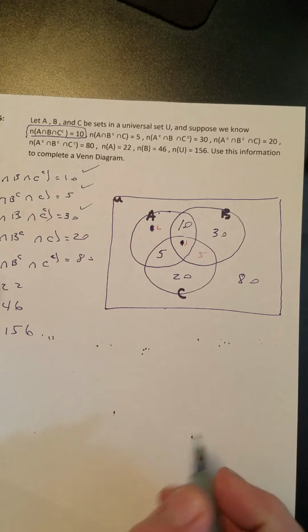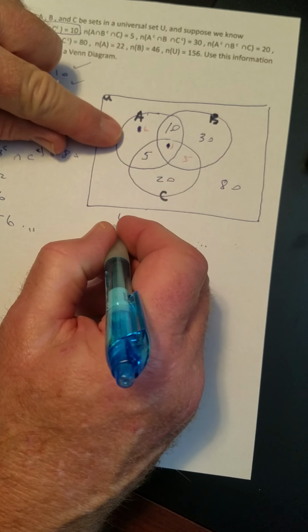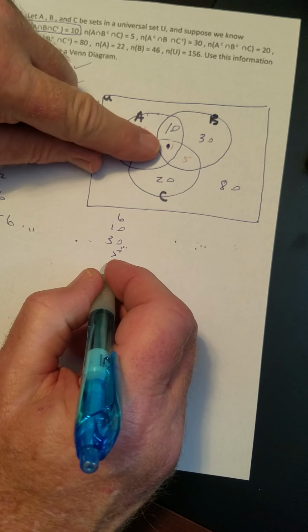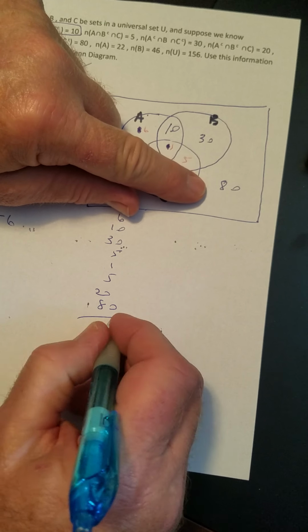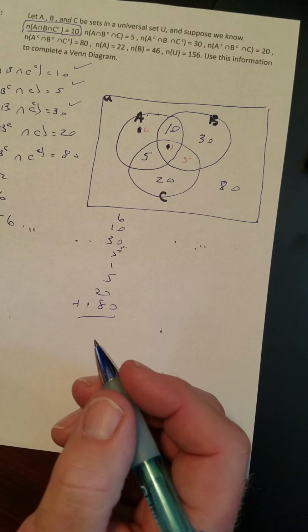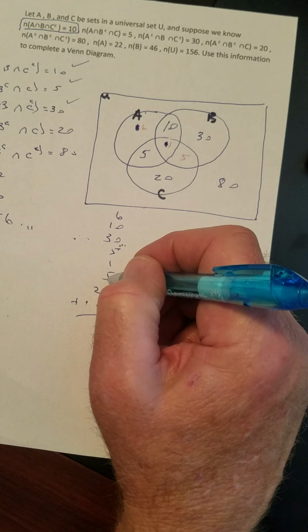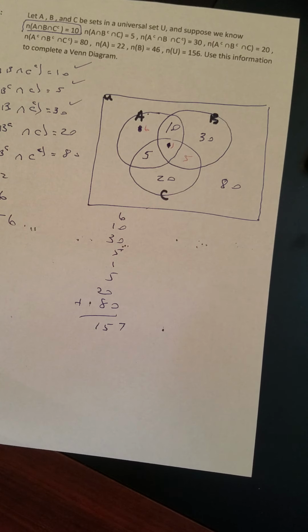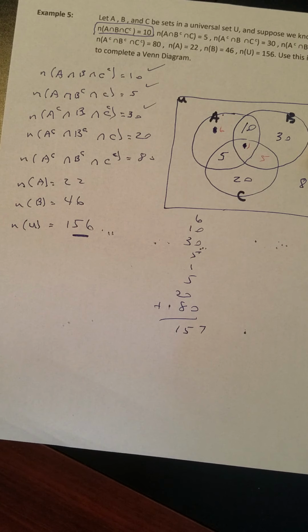So what we want to do is take 6, 10, 30, 5, 1, 5, 20, and the 80, and we're going to add those all up. 16, 46, 52, 57, 77, that's 157. Is that what we were supposed to get? The answer is no, because if you look over here, my answer should have been 156.